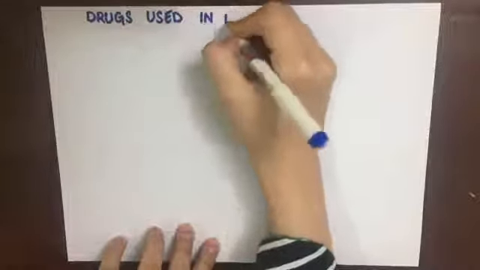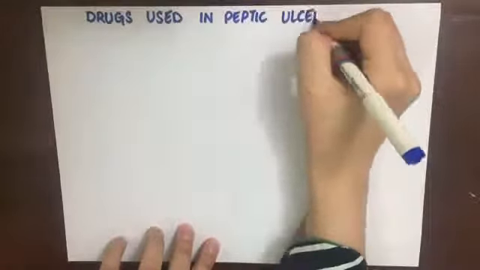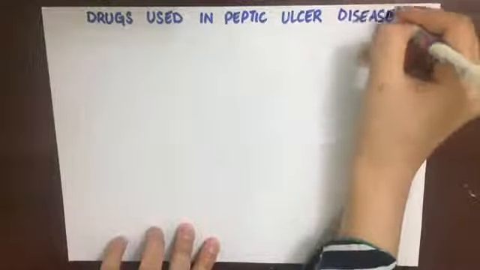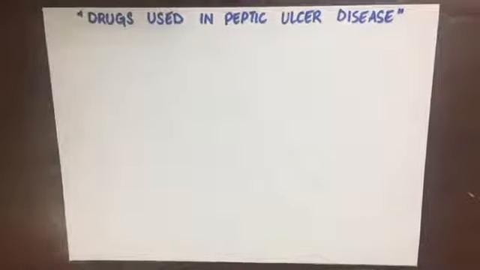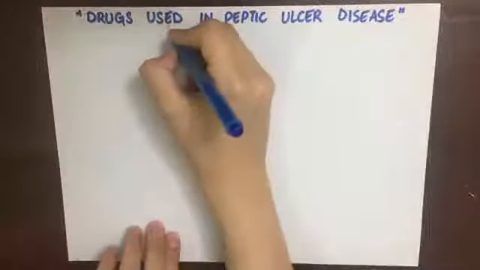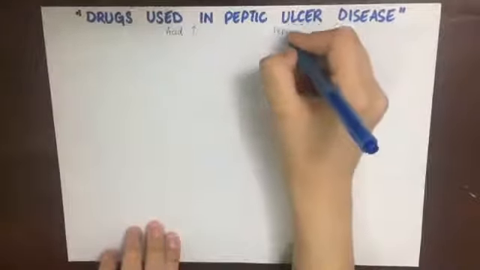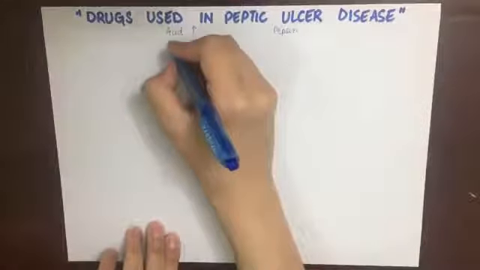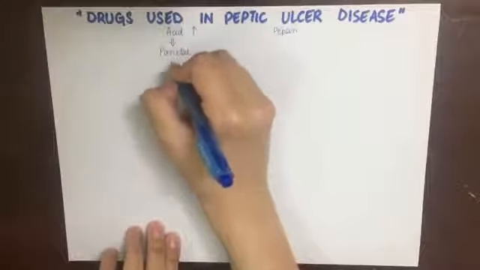Drugs used in peptic ulcer disease. Now, peptic ulcer is a lesion of the gastrointestinal tract, typically the stomach and the duodenum, caused by damage to the mucosa and deeper tissues due to acid and pepsin. The acid is secreted by the parietal cells, and the pepsin is secreted by the chief cells.